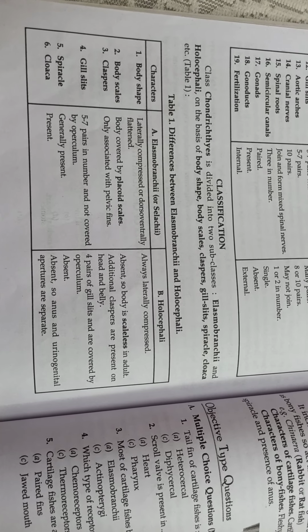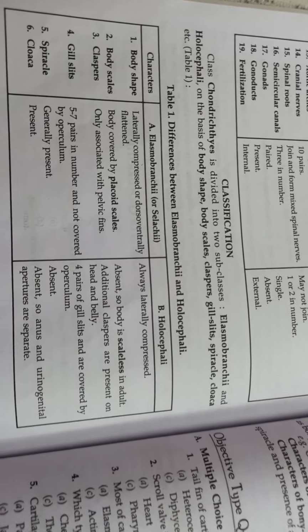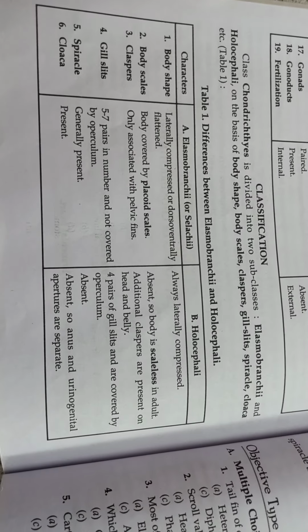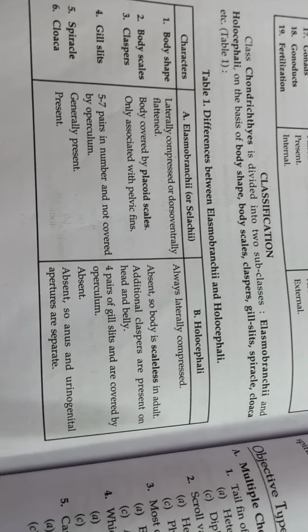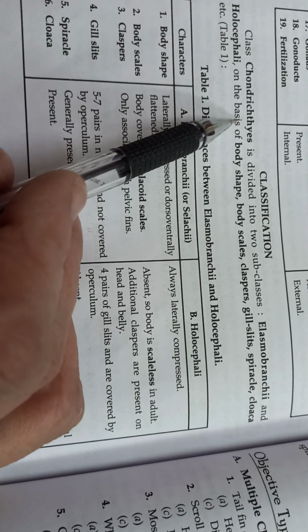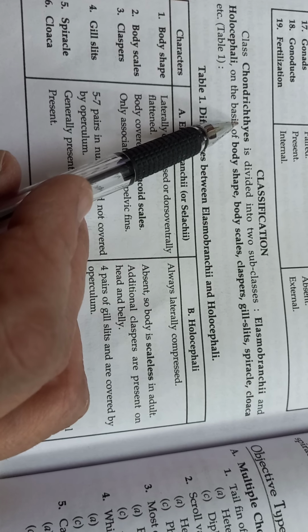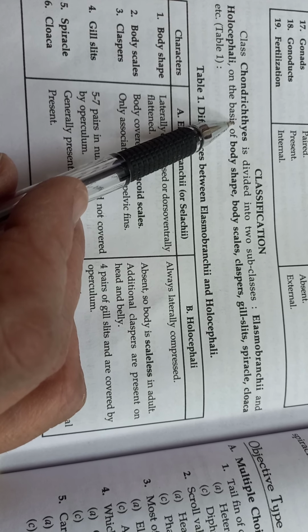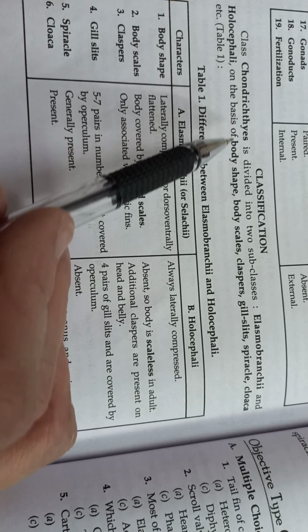In the last class, we did the general characters of the chondrichthyes and osteichthyes. So, today we are going to do the classification. The classification is based upon the chondrichthyes first, meaning the cartilaginous fishes, Scoliodon type of fishes, or Trygon, which are dorsoventrally flattened. So, those fishes come here.